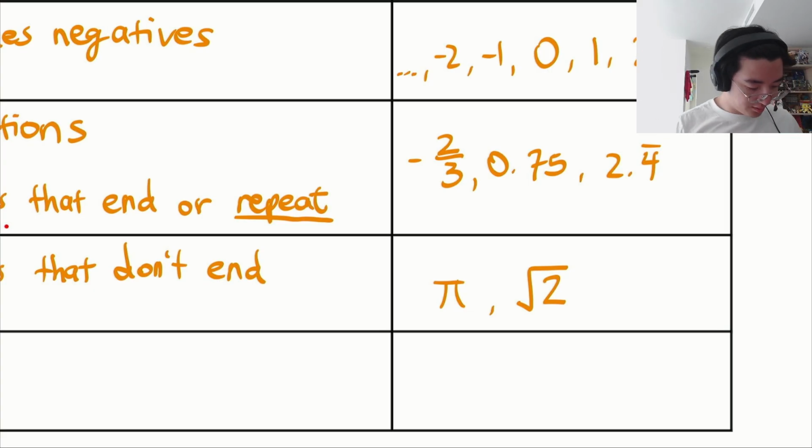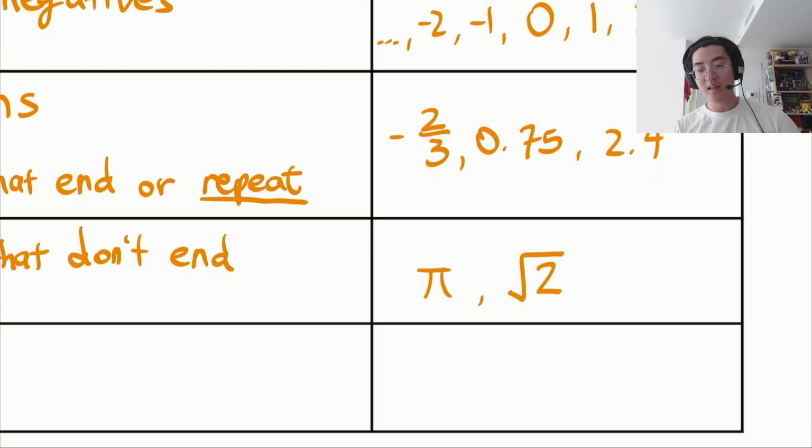Square root of 2 is also a good example. If you type in square root of 2 in a calculator, it's 1.414 and so on and so forth. And like I said, it does not repeat, so it's irrational.